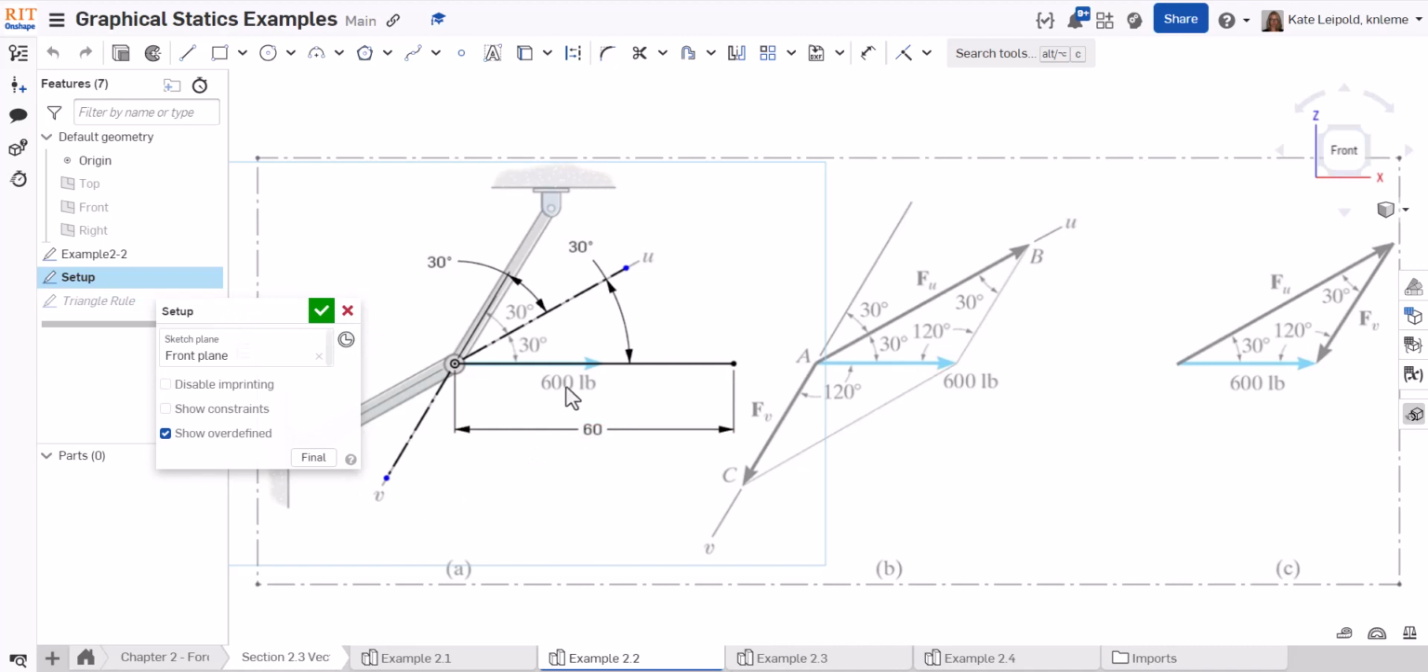And in this case, I have represented the 600-pound force with a 60-millimeter line. So all of my forces will need to be multiplied by 10. The 600-pound force is horizontal, and the u-axis is 30 degrees above it, with the v-axis being another 30 degrees above that.